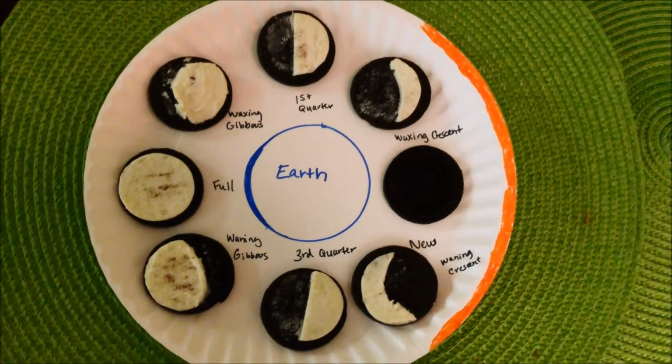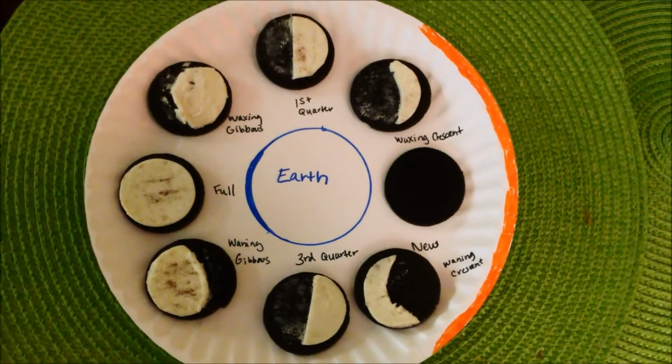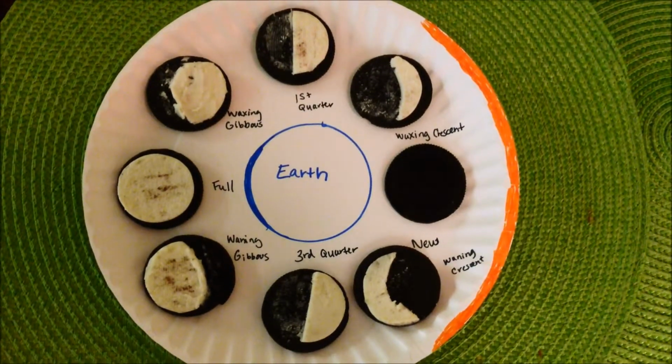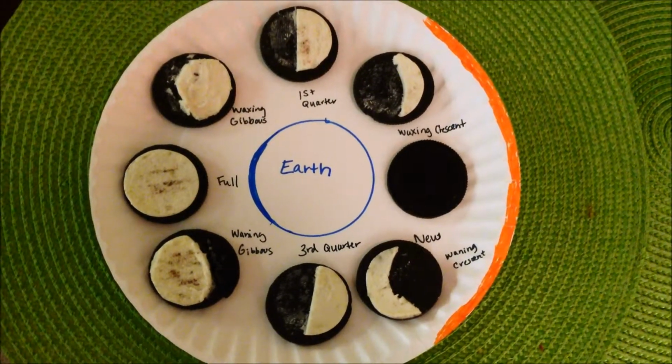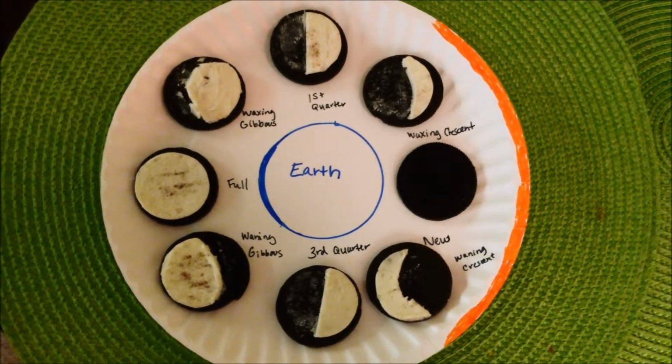Today we will be explaining the phases of the moon using Oreos. Before we eat, let's go over a few things. First of all, the Earth rotates on an axis around the Sun. The moon rotates around the Earth.